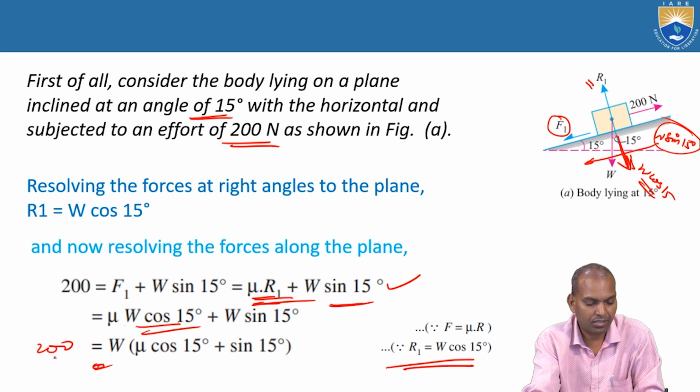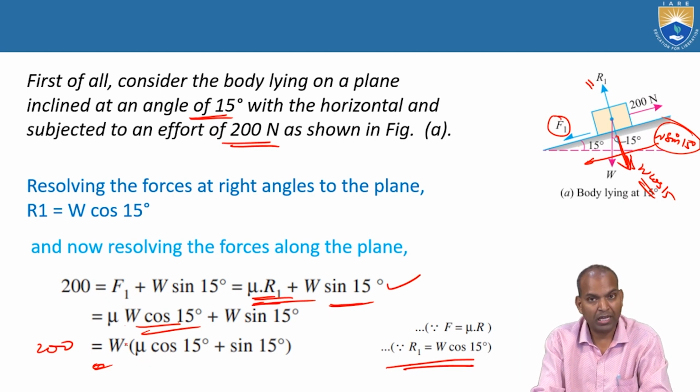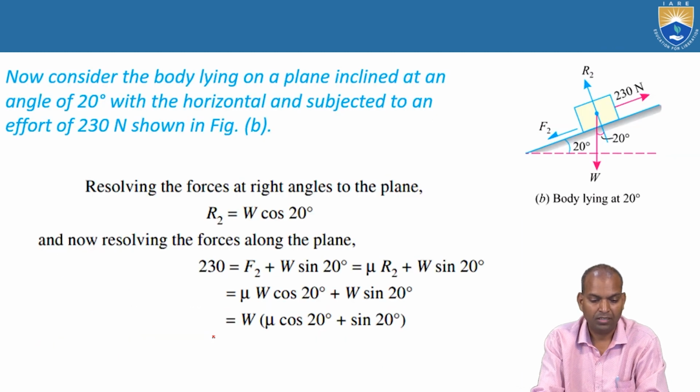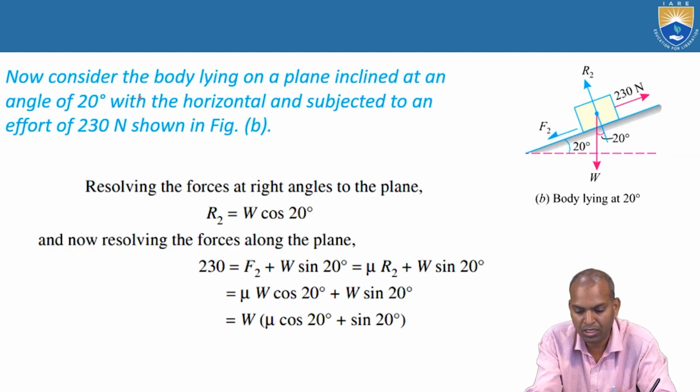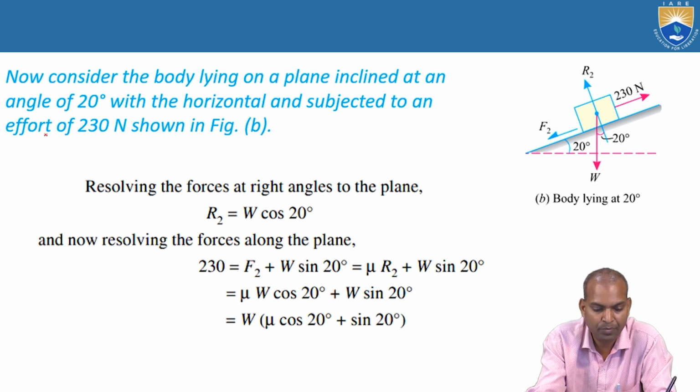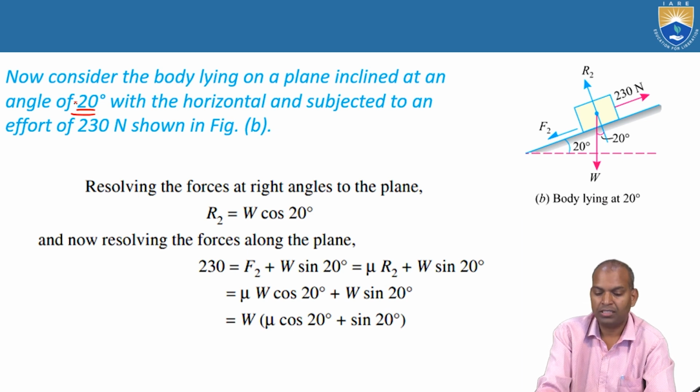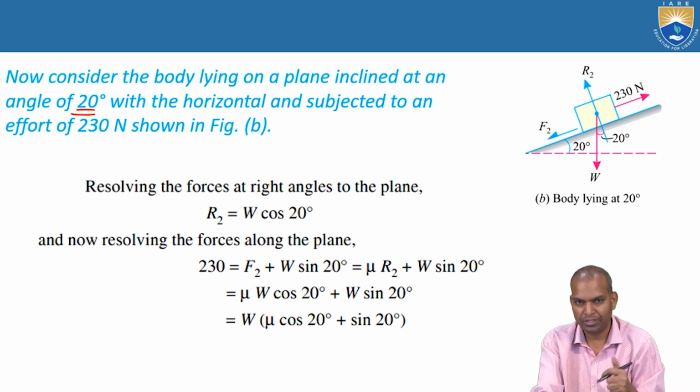Now we need the mu value and also W. So this is one of the equations. For the other equation, consider the body lying on an inclined plane at an angle of 20 degrees with the horizontal. Before it was 15 degrees, now it is 20 degrees.